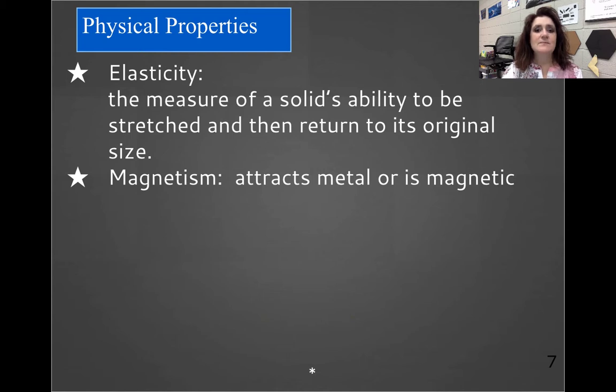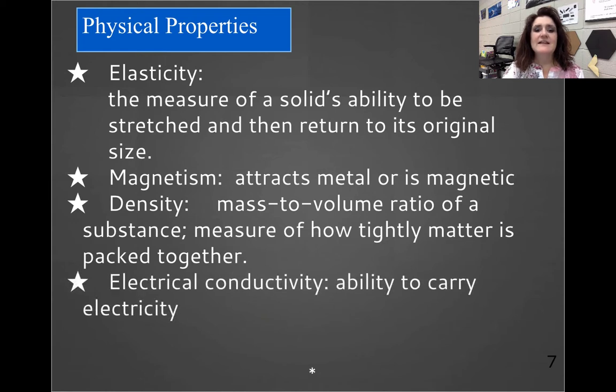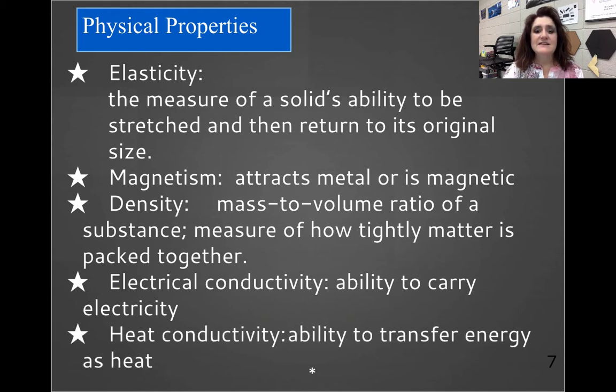Magnetism is a metal being attracted by a magnet. Density is a mass to volume ratio of a substance. It's how tightly things are packed together. Electrical conductivity is the ability to carry electricity. Heat conductivity is the ability to transfer energy as heat.